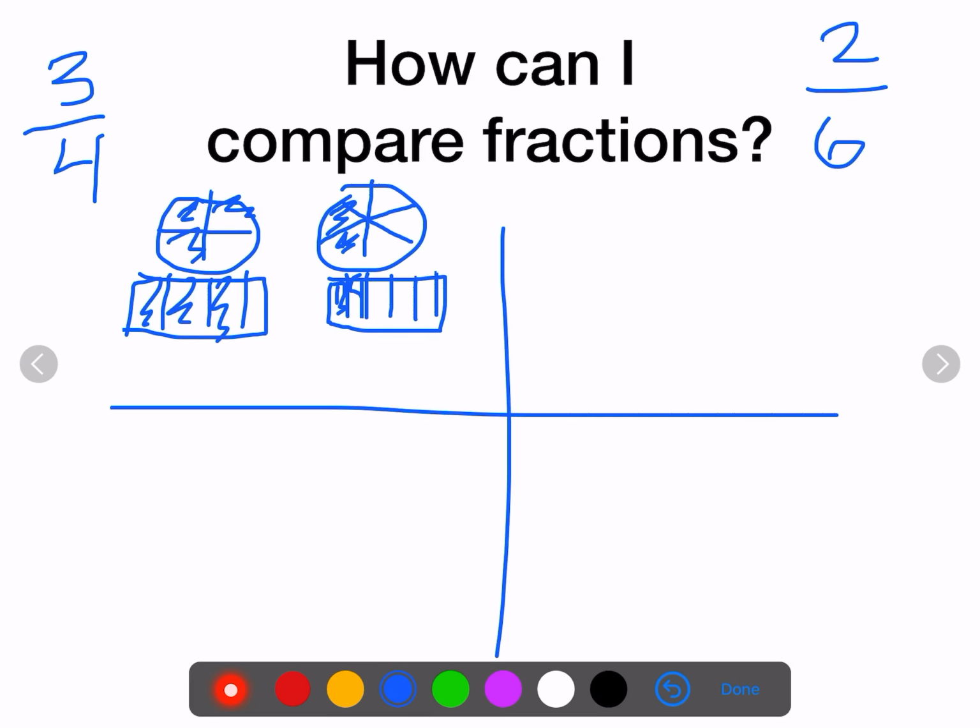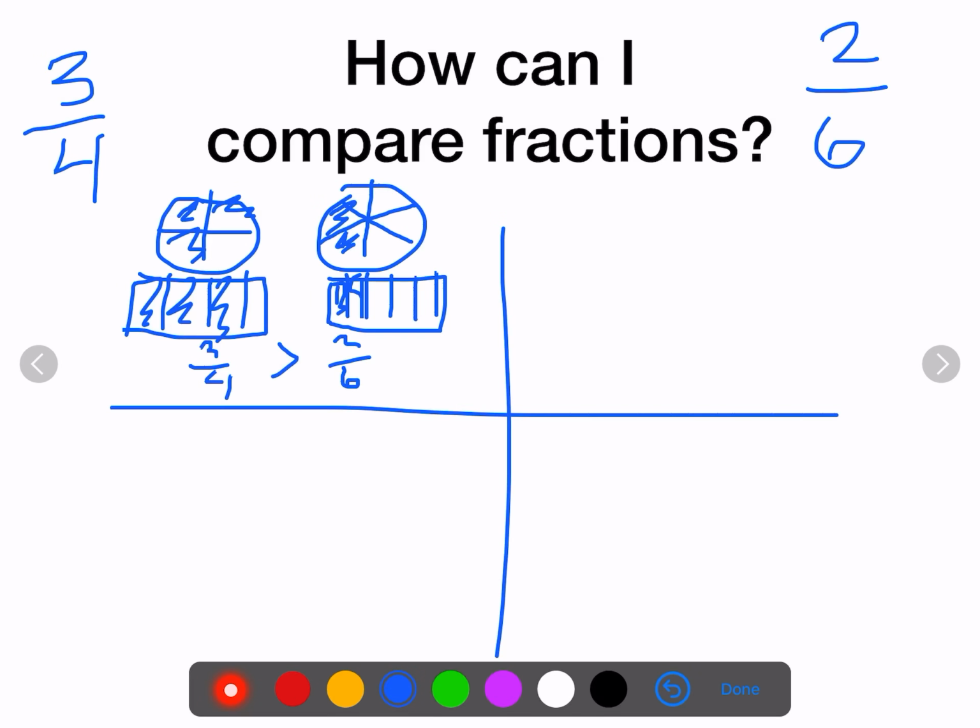When you look at those models, you can see that the 3/4 model is shaded more than the 2/6 model. So that shows us that 3/4 is greater than 2/6. So that was by drawing a picture or making a model. That's one way that you can compare two fractions.